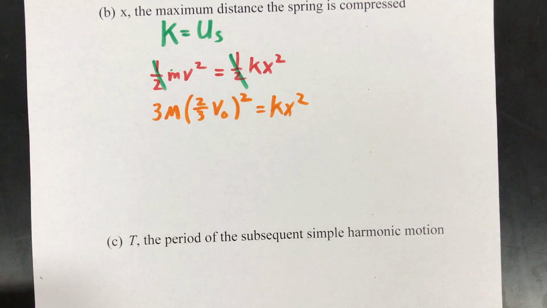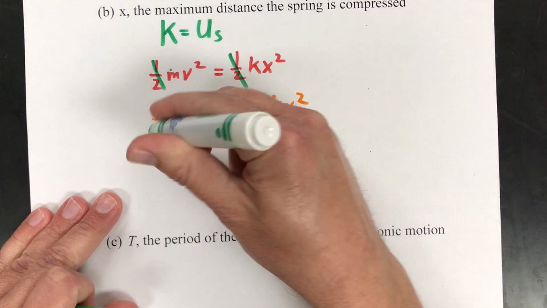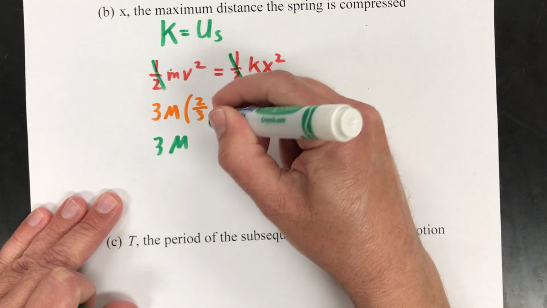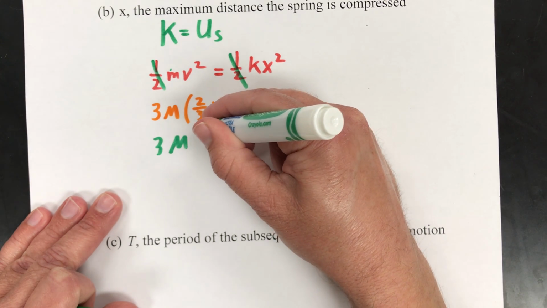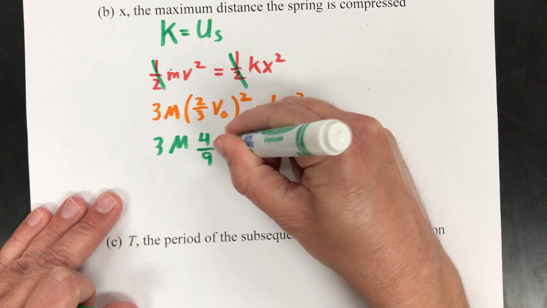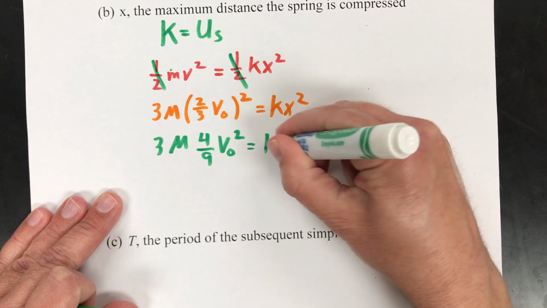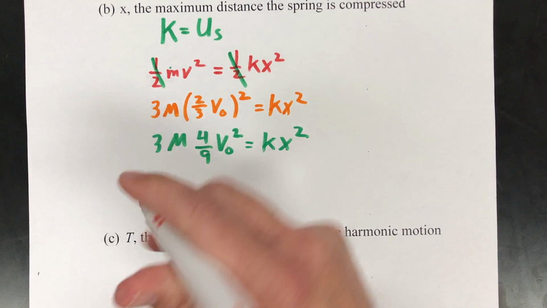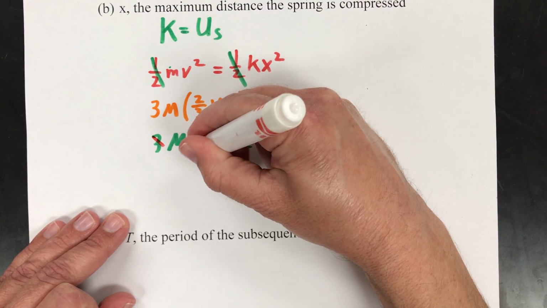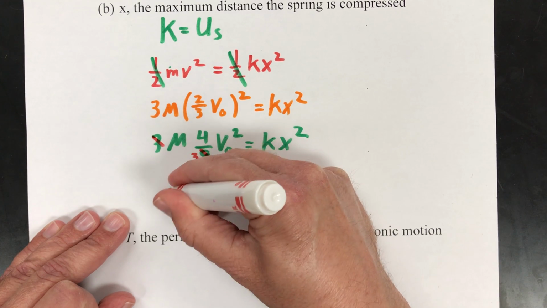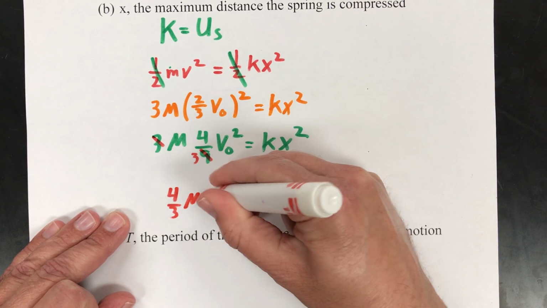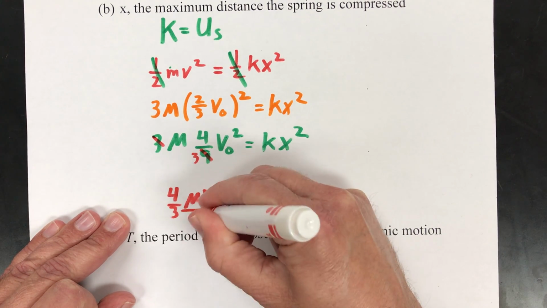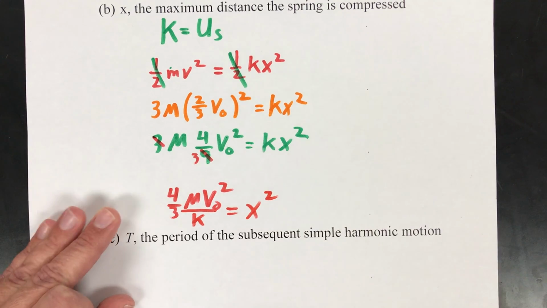So next up, let's solve for some of this. I'm going to square this side of it so that we get 3m times 2/3 squared, which will be 4/9 v0 squared, is equal to k x squared. Now let me simplify this a little bit. This 3 will cancel with the 9 and make that a 3. And so I'll write 4/3 m v0 squared is, and I'm going to divide all of that by k, equal to x squared.